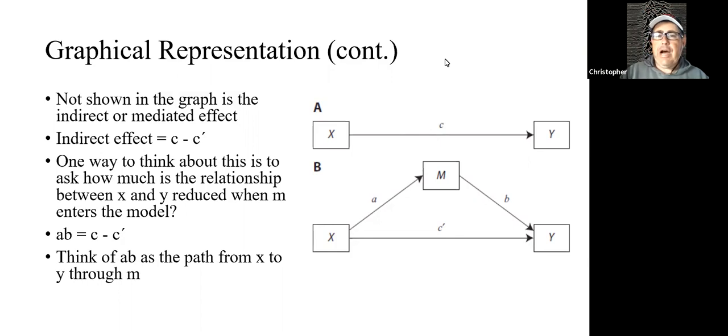You can see that we go from X to M and then from M to Y. That's how much of the effect of X is carried by the mediator, how much is explained by the mediator. And again, that's often called the indirect effect, whereas down below, C prime, that's called the direct effect. We've got a direct arrow from X going to Y.